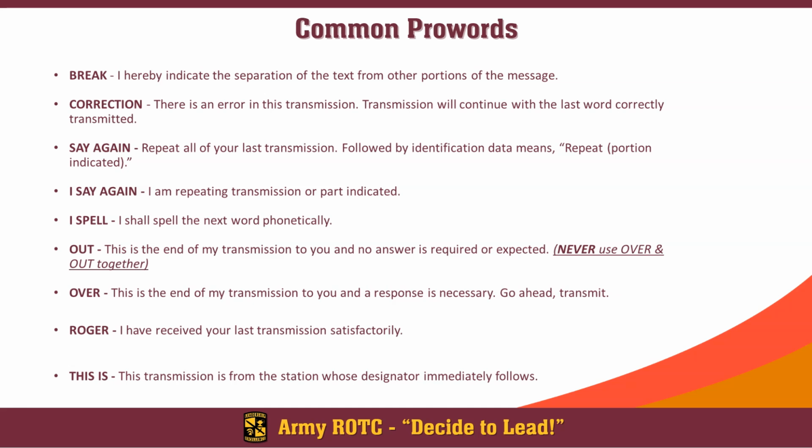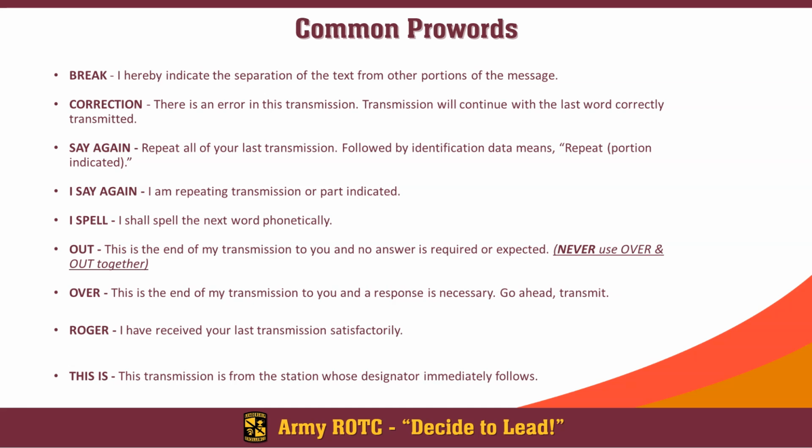Let's say you hear the word correction. That's the same thing as them saying there's an error in this transmission. The transmission will continue with the last word correctly transmitted. We have say again. This is them saying repeat all of your last transmission, and it's followed by identification data, meaning repeat this portion indicated. You can say I say again, which means I'm repeating transmission or this part that's indicated. You can say I spell. I'm going to spell this next word out phonetically. That lets them know that they're about to hear a phonetic spelling of something.